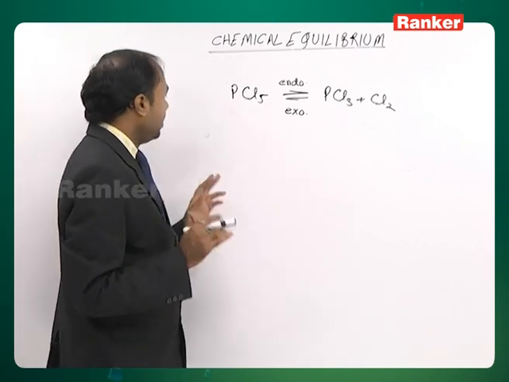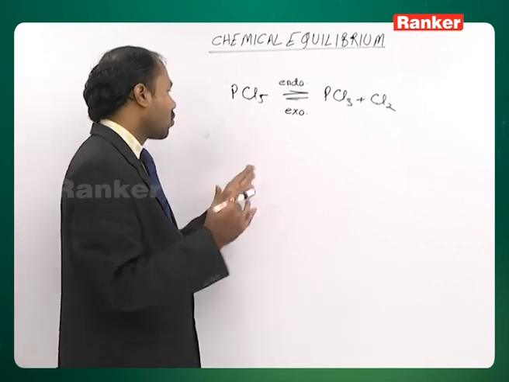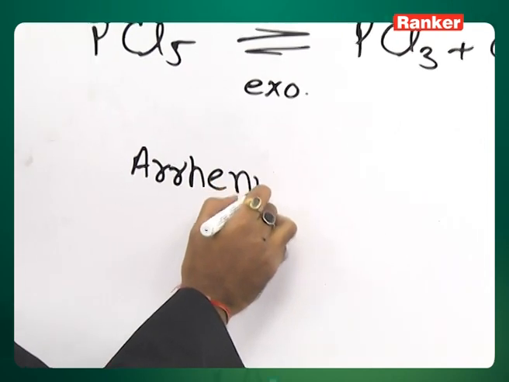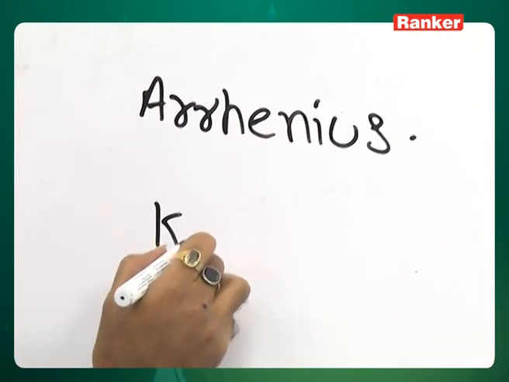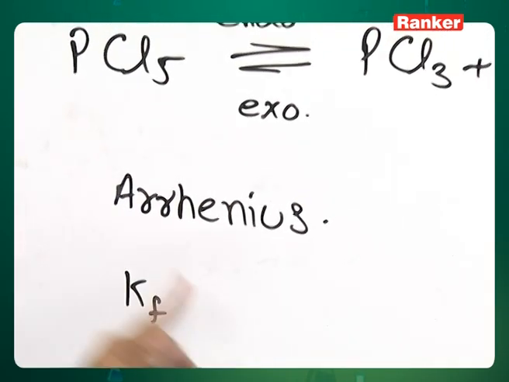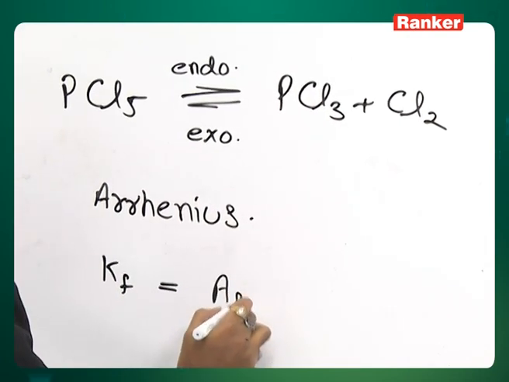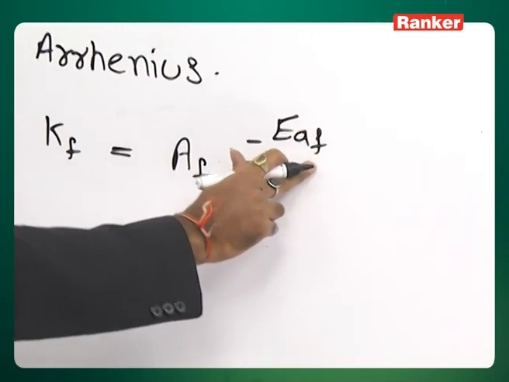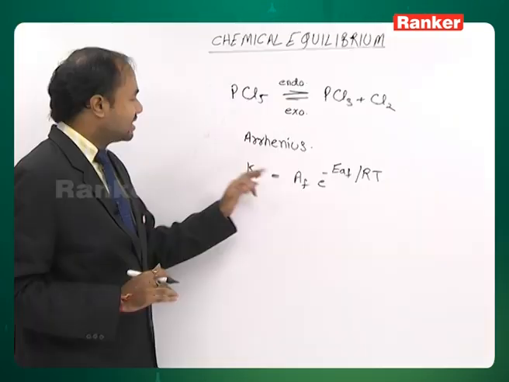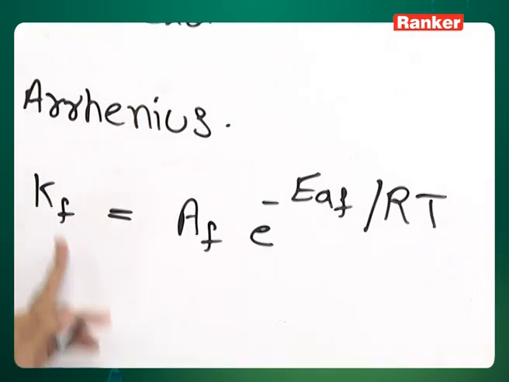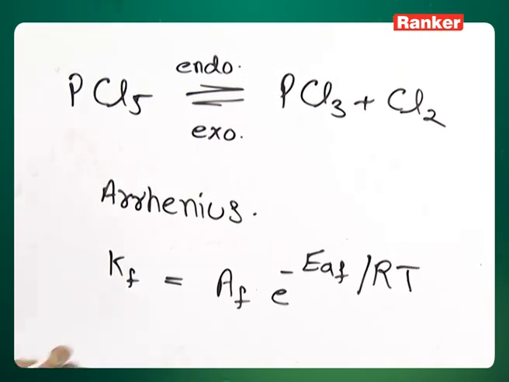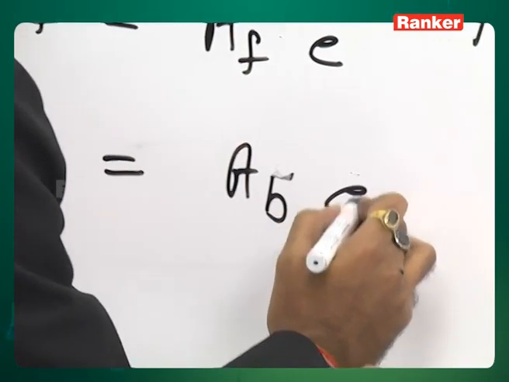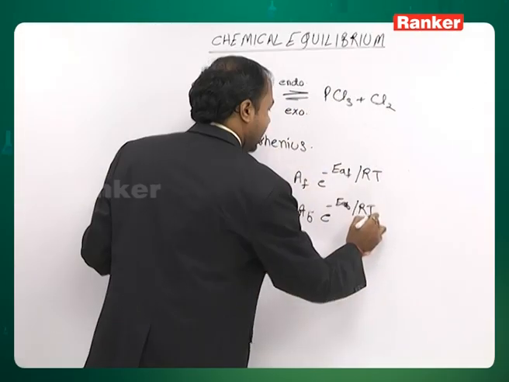Right? Now, if we go for a mathematical explanation, we have to go somewhat way back to write the Arrhenius equation. The Arrhenius equation says that the rate constant of the forward reaction, Kf, is equal to Af, the Arrhenius constant for the forward reaction, into e to the power minus Eaf, the activation energy of the forward reaction, by RT. Similarly, the rate constant for the backward reaction is Kb equal to Ab into e to the power minus Eab by RT.